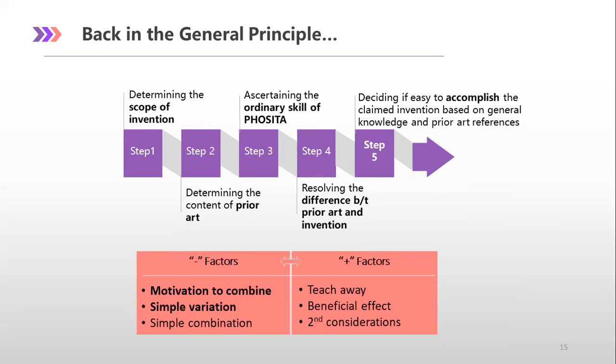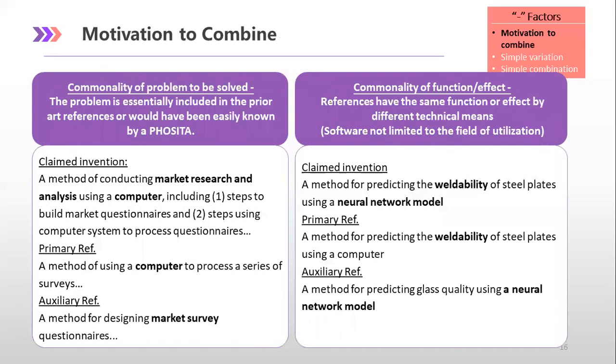The new chapter had some changes over the discouraging factors, and more particularly on what they call the motivations to combine references and simple variations, because they have been commonly seen in software and AI patent applications in Taiwan. Motivation to combine prior references is a discouraging factor.